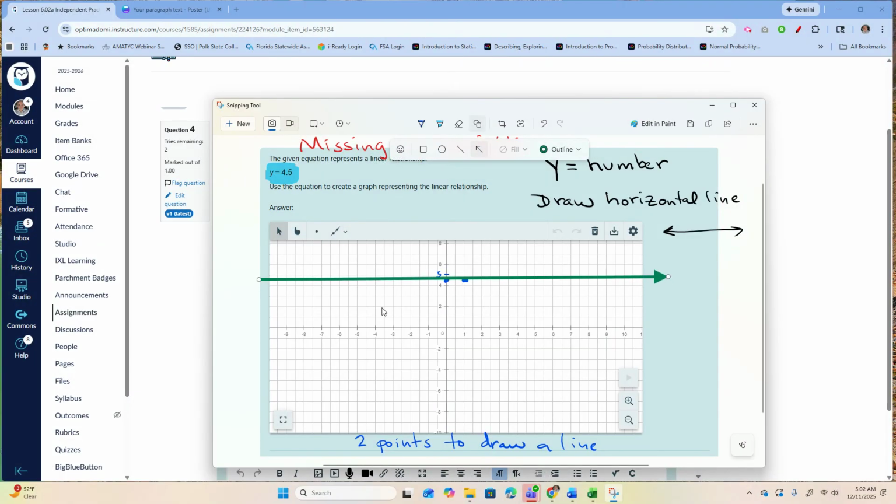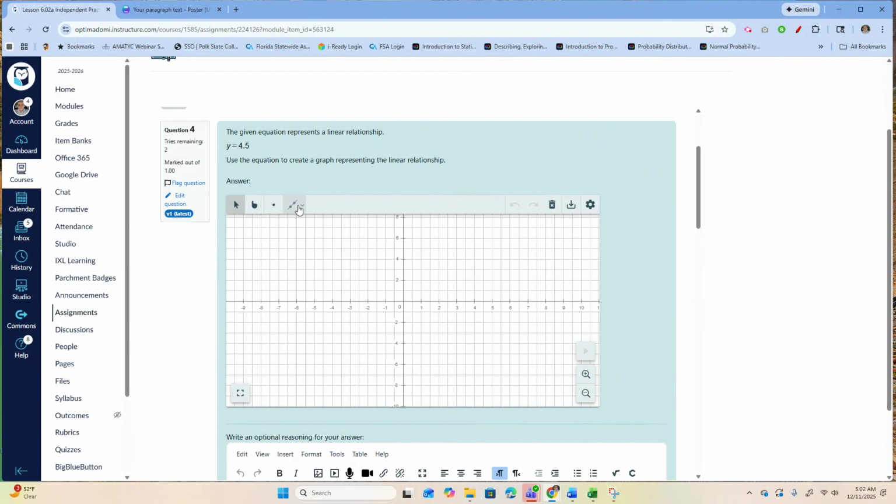Okay, I'm going to bring it a little bit lower. There is my line. I'm drawing a horizontal line. So that's what we're going to do here. Click on the line tool. Let's find 4.5 on the y.